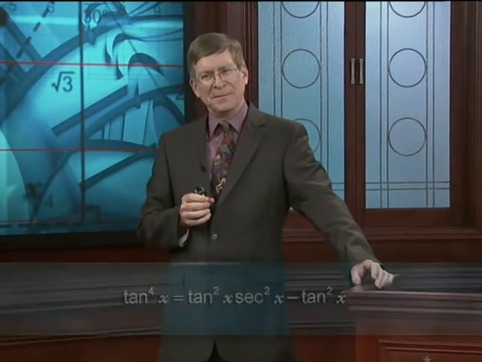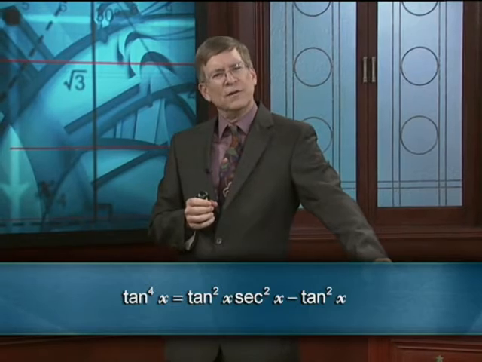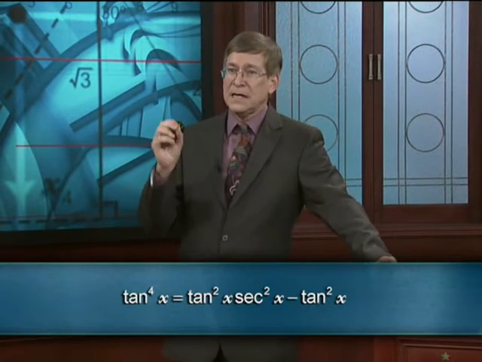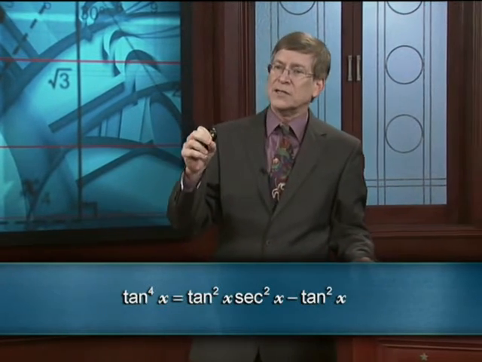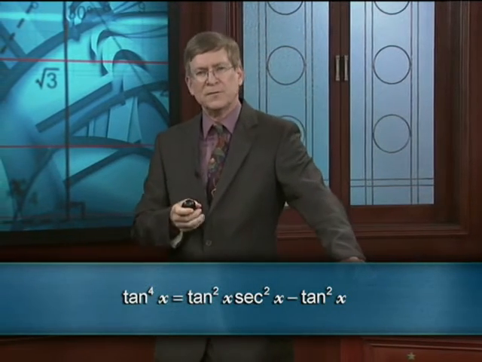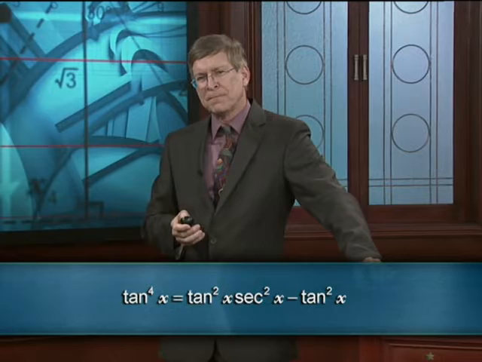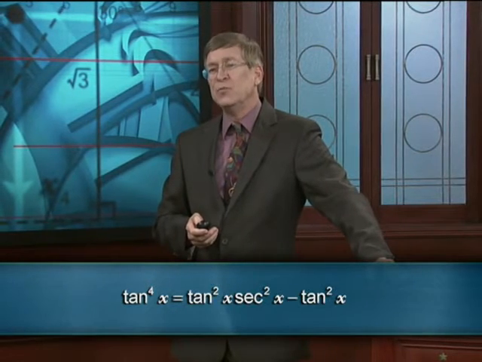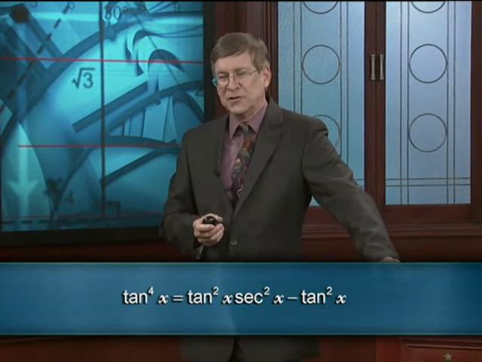Let's show an example from calculus again. I picked this problem out of a calculus book. And it said the following, that tangent to the fourth of x equals tangent squared x times secant squared x minus tangent squared x. Do we believe that? Is that an identity? Can we prove that? Well, let's try it.